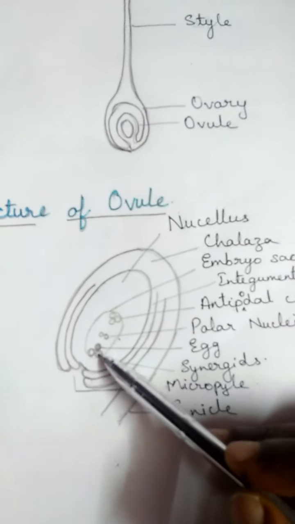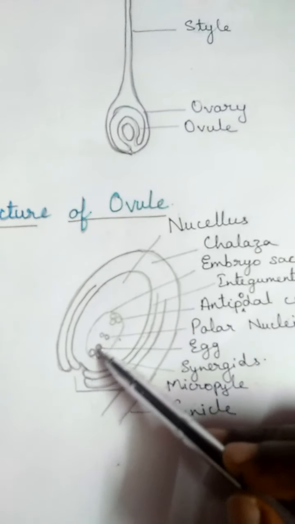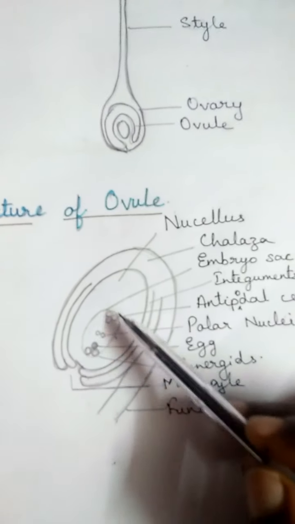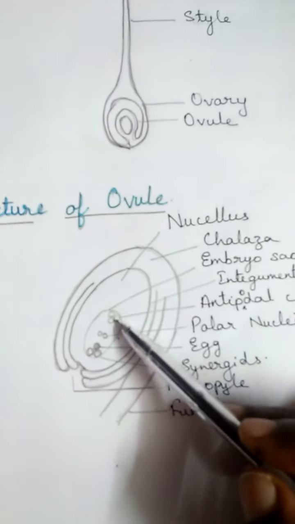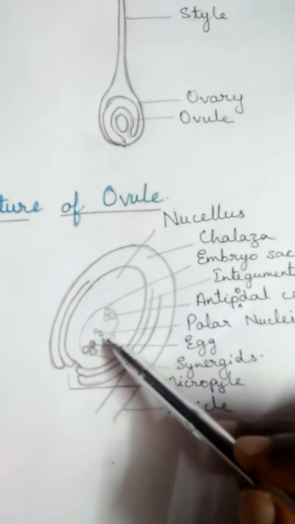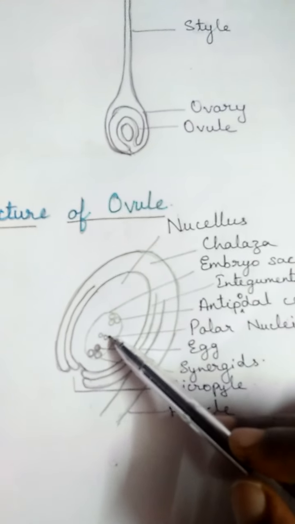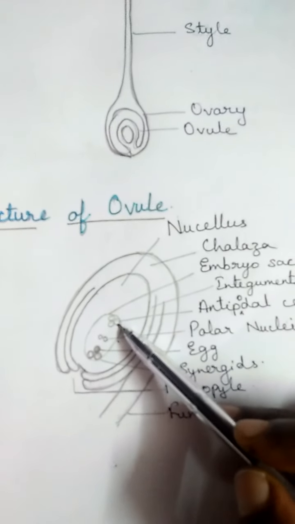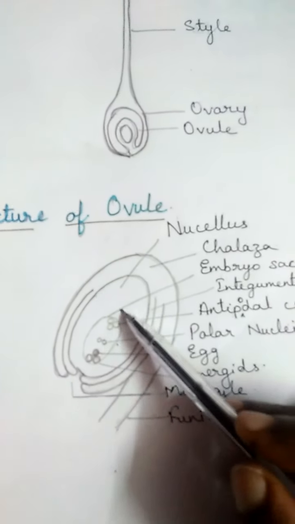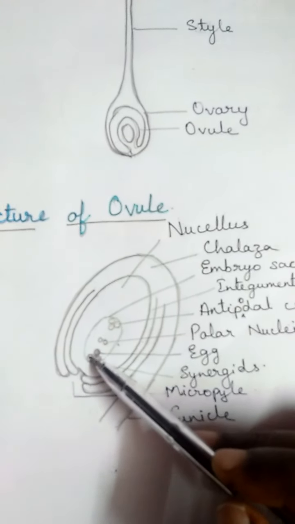So here you can find 1, 2, 3. These are the 3 cells here. Towards the micropyle, 3 cells are present, and the other end is called the chalazal end. Towards the chalazal end, there are 3 cells present. In the center, 1 cell is present with 2 nuclei. So here 3 plus 1 plus 3, that is 7 cells.